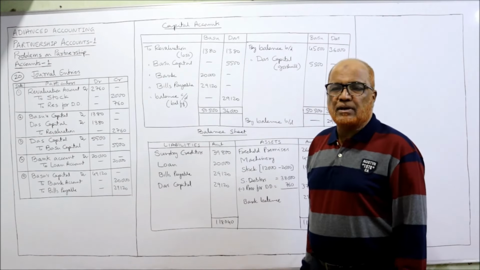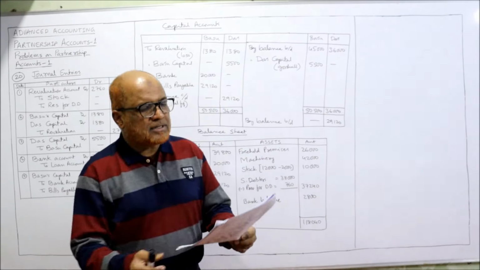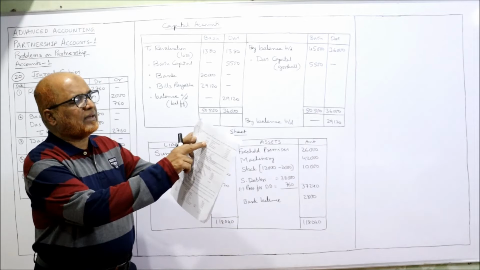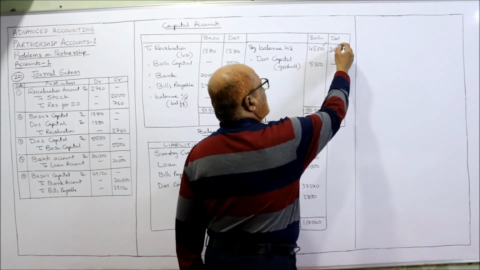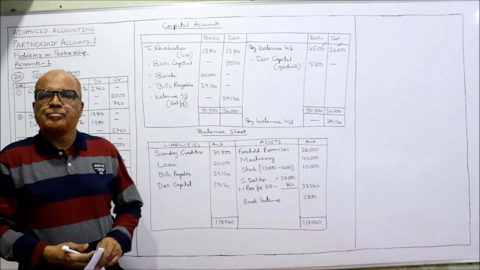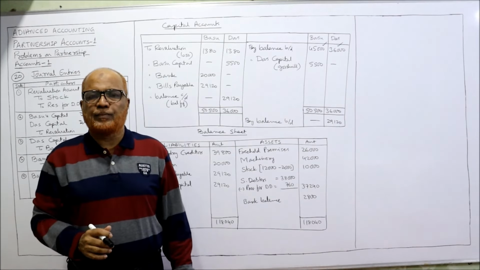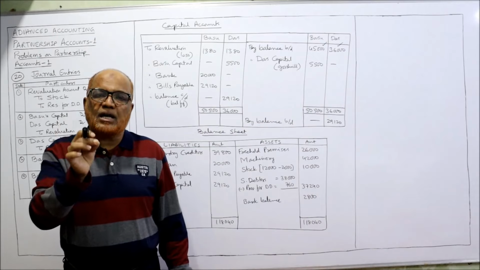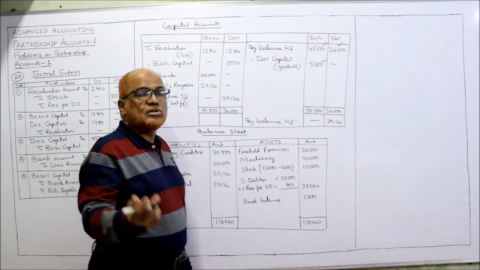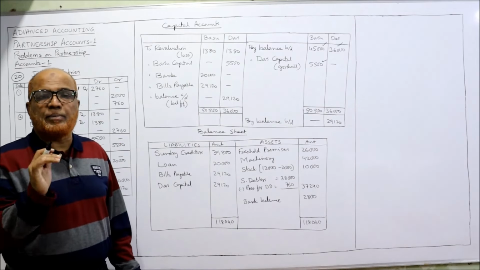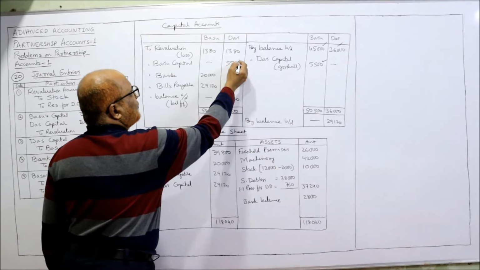Now we prepare the capital accounts. Capital accounts before retirement. How much is the capital of Basu and Das? 45,000 and 36,000. So by balance brought down, 45,000 and 36,000 we have taken. Now goodwill. Goodwill should be given to retiring partner Basu. So Basu's account should be credited 5,500. Whose account should be debited? Das capital account should be debited. So on the debit side, Das's capital 5,500.